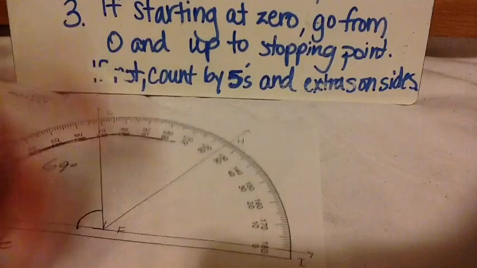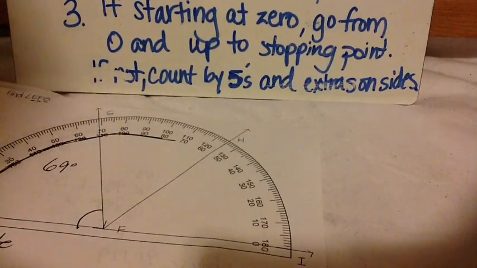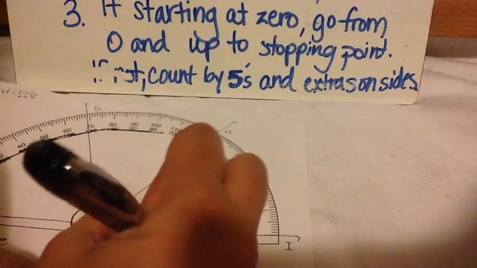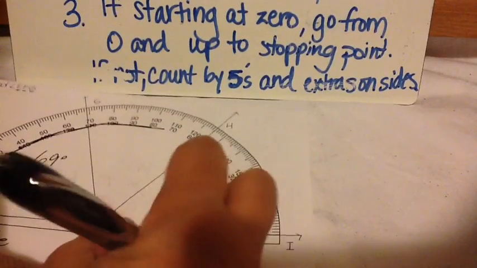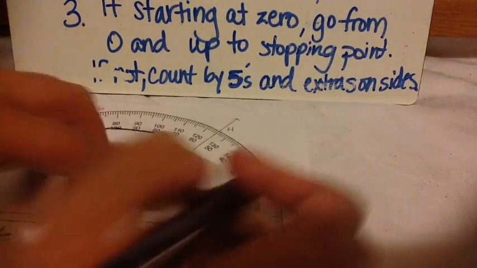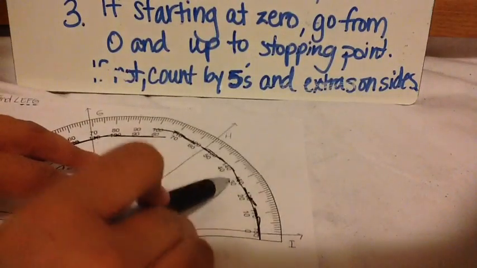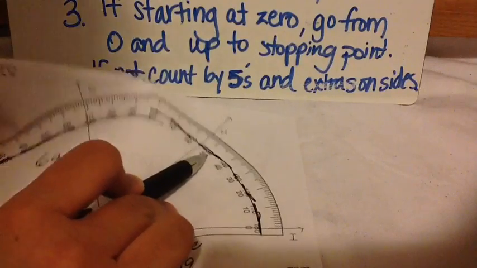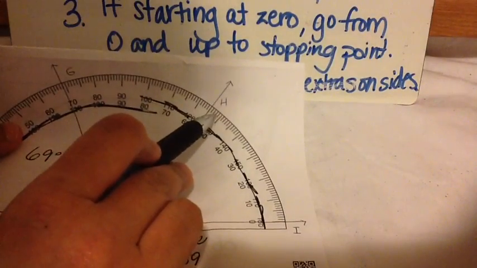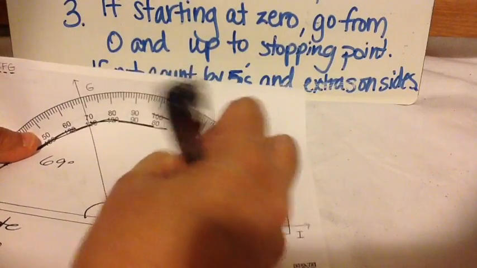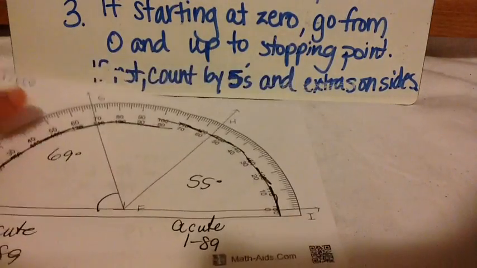So let's look at this one. Let's just go ahead and do this. This is also acute. 1 through 89 is going to be my answer. Start at 0, so I'm not going to look at this side of the protractor. Okay, 0, 10, 20, 30, 40, 50, 51, 52, 53, 54, 55. So it is 55 degrees.